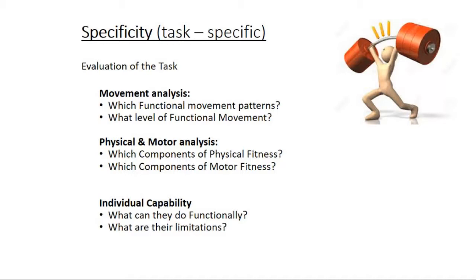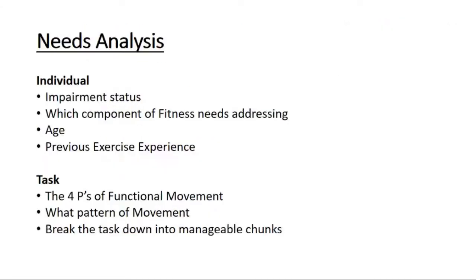Okay, so the limitations of this exercise might be shoulder flexibility, might be thoracic spine flexibility, might be a rotator cuff injury. So we've got to think about all the specifics of the particular task, which is why you do movement analysis. And then we've got to think about the individual. What is the impairment? What components of fitness need addressing? What's their age? Because that's always important. What's their previous exercise experience? Are they an Olympic athlete, or are they brand new to doing any sort of physical activity? What is the purpose of what we're doing?